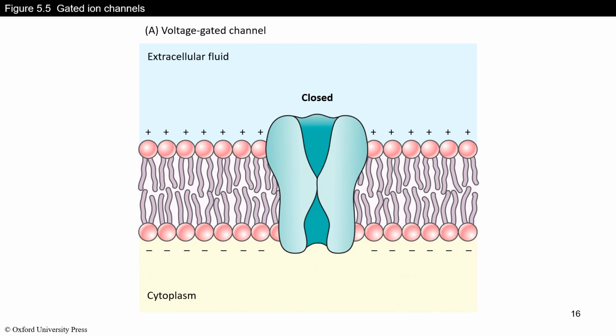The first type we'll discuss is a voltage-gated channel. Note that gated channels are named after the signal that needs to be received in order to open the gate. Here, we see that the channel pore or gate is closed. Also note the difference in charge on either side of the cell membrane. The extracellular side is positively charged while the intracellular side is negatively charged.